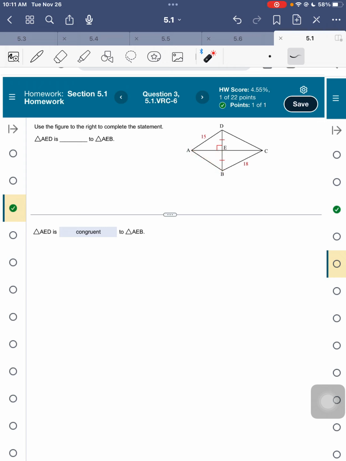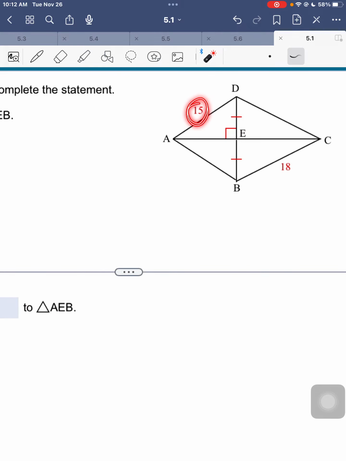Well, it's a perpendicular bisector, right? This EA is a perpendicular bisector of what segment? DB. And what do we know about a perpendicular bisector and its segment that it bisected? We know that any point on this perpendicular bisector right here, on this EA, is equidistant to the endpoints of the segment that it bisected. So we know that if this is 15, this side also has to be 15.